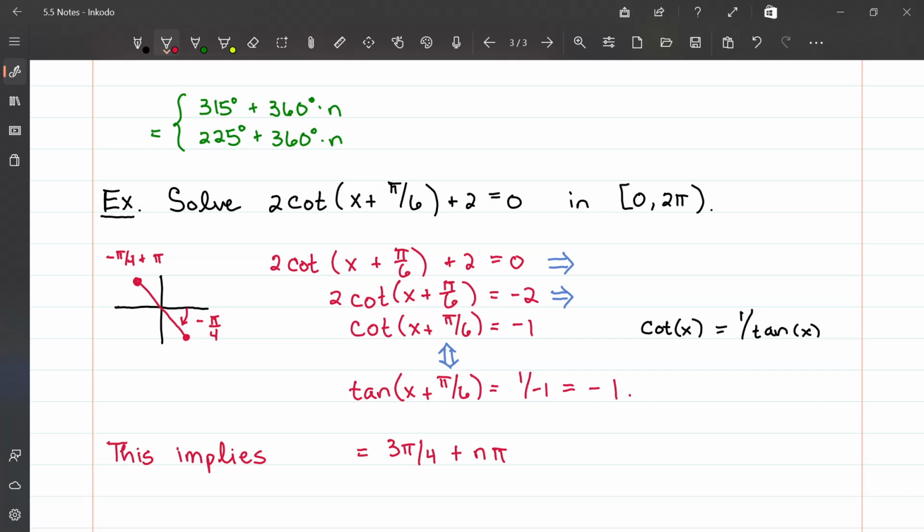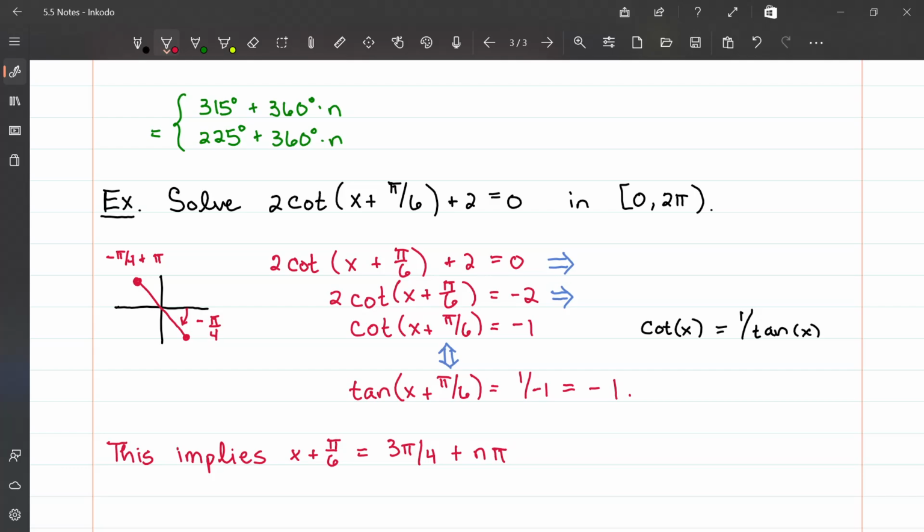And you would think at this point, based upon how we solved the previous problems, that now all we'd have to do is figure out which answers that corresponds to in 0 to 2 pi by letting n be different values of a whole number. But that would be forgetting one important step. When we are solving the equation that we wrote up here, tangent of this whole angle, x plus pi/6 equals -1, the solution that we've put down here says x plus pi/6 ought to be equal to 3pi/4 plus n pi, which is not exactly what we want.